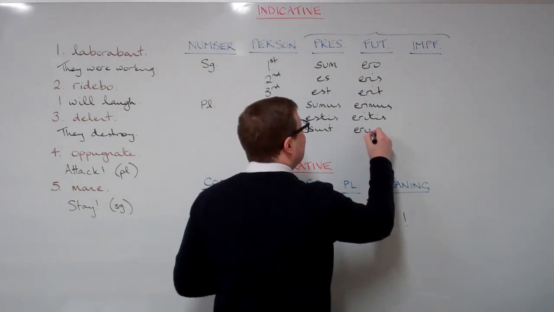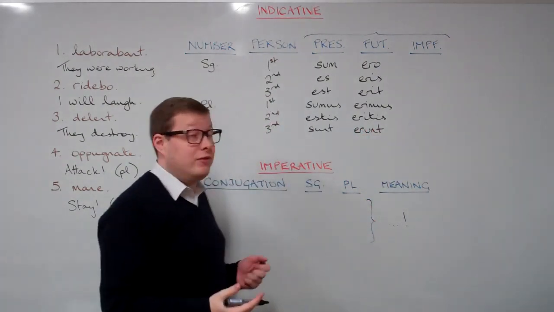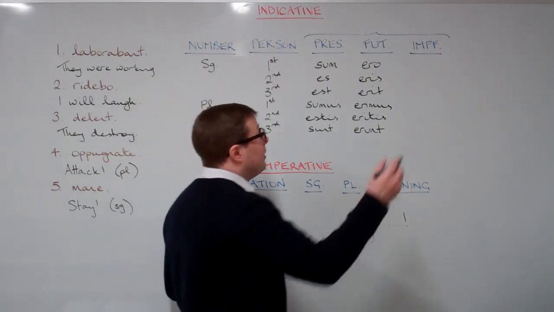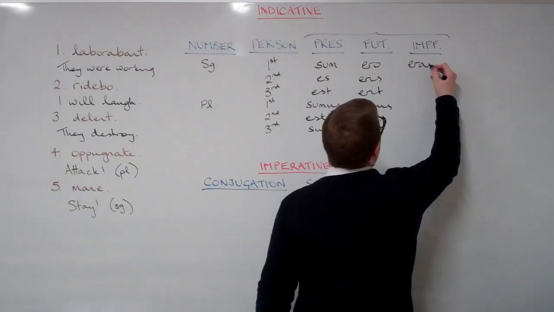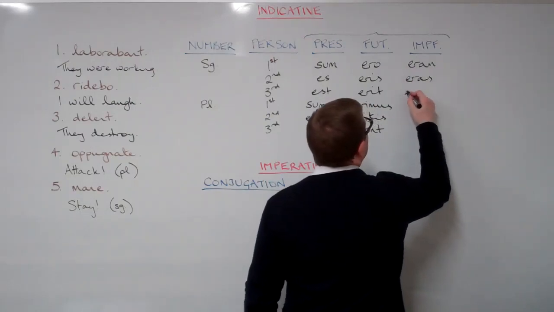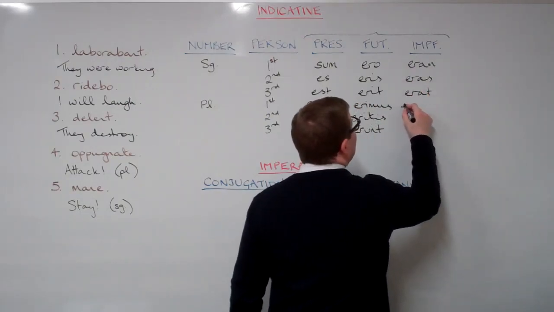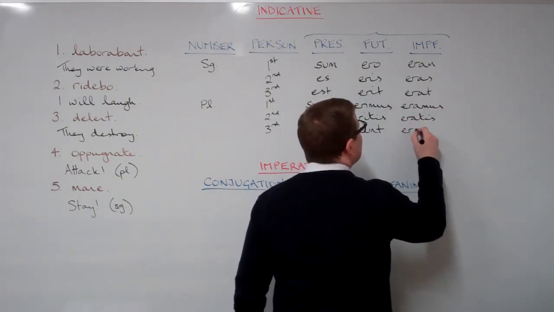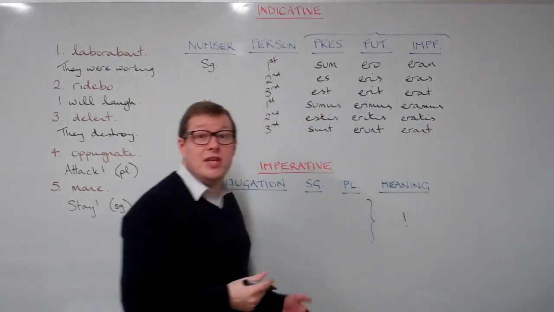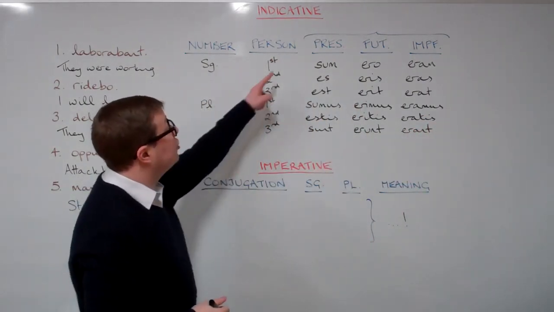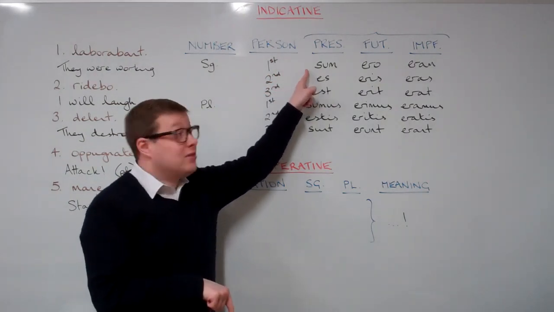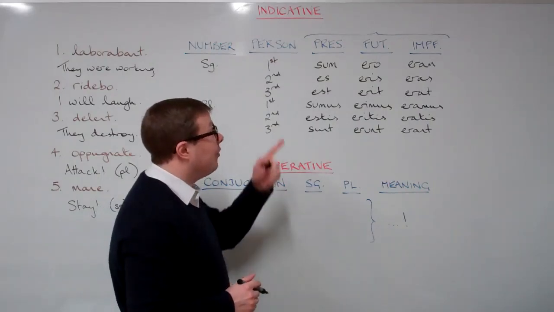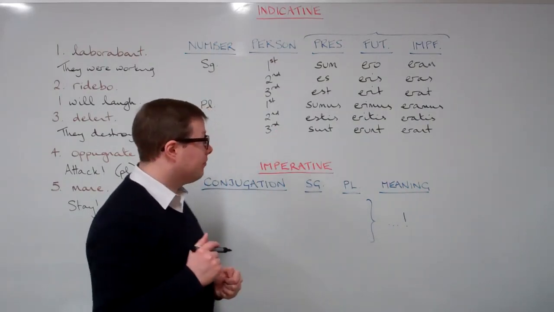So bo bis bit bimus bitis bunt, which we normally have in the future, has become ero, eris, erit, erimus, eritis, and erunt. And likewise, we can apply the same logic to bam bas bat, bamus, batis, bant, which becomes eram, eras, erat, eramus, eratis, and erant. And the tenses have the same meaning that they did before. So where sum is I am, now, in the present, ero, the future, I will be, at a later stage, and eram, I was, in the past.